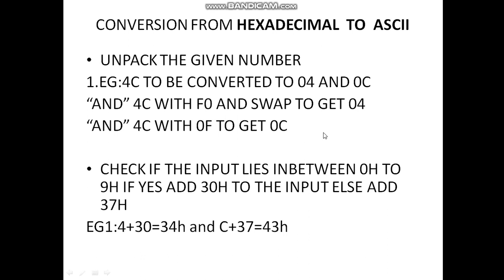So here, the first number is added with 30H. So we get the result as 34H. And the second digit is added with 37H and we get the result as 43H. So for this input 4C, we get the output as 34H and 43H, which is the ASCII value of 4 and C.